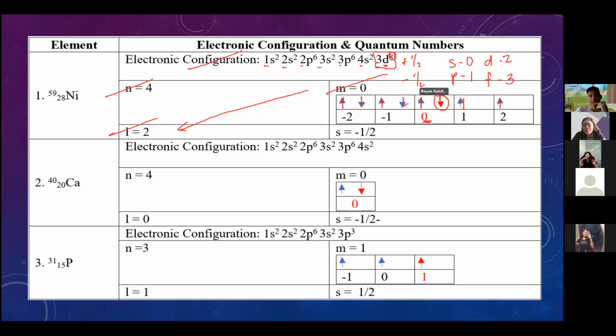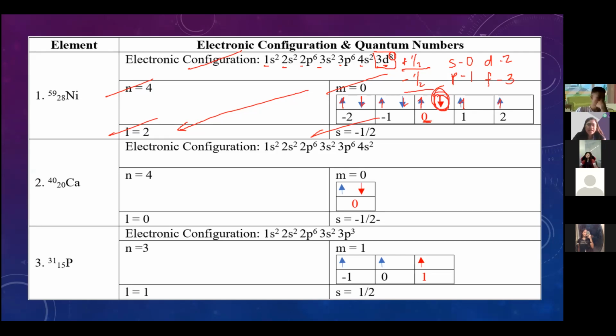Actually, it can be other numbers, but for the sake of uniformity, let's just use 1/2. If it's going up, it's positive 1/2. If going down, negative 1/2. Now, since this one is going down, this is correct also, negative 1/2. Do you have questions for number 1? Wala? Okay, sige, let us move on.